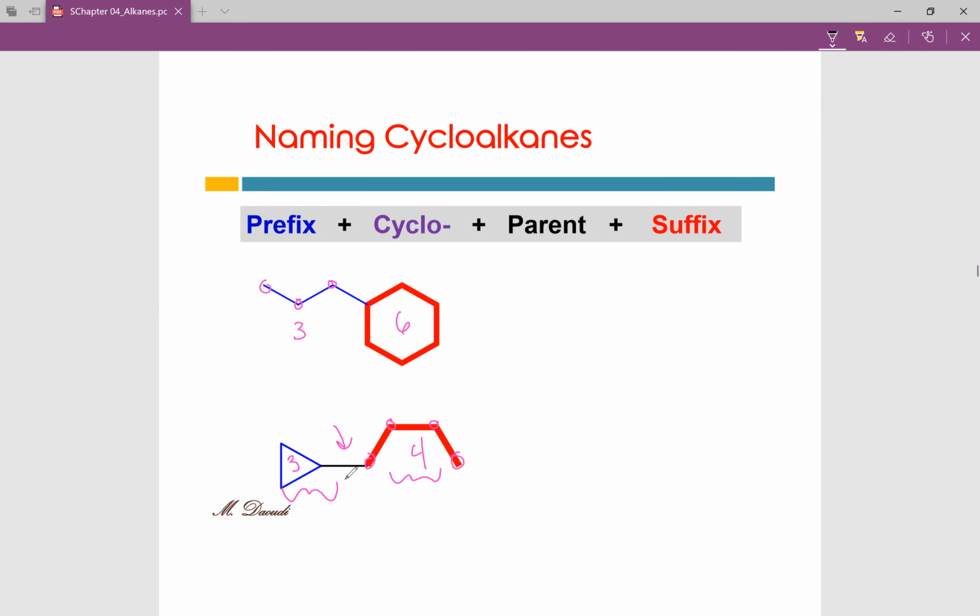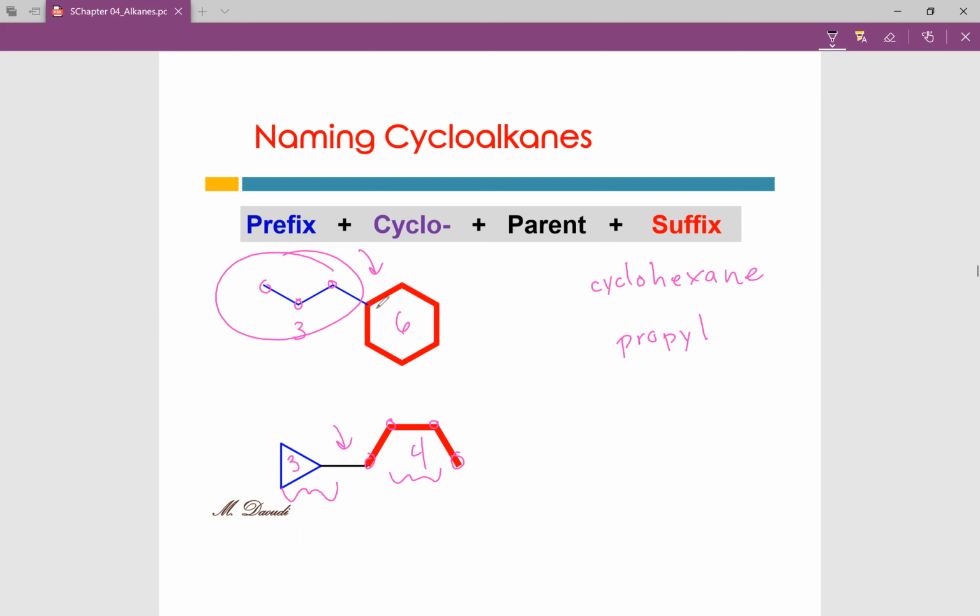We're going to name them essentially the exact same way that we did before. We find the parent chain, in this case cyclohexane, which we discussed a little bit before. And then our substituent is going to be this propyl group. And you may be wondering, how do I number this? Well, again, you want to give the substituents the lowest number possible.